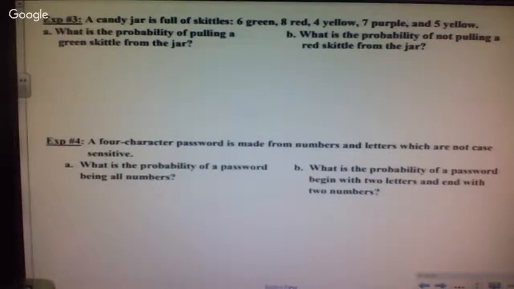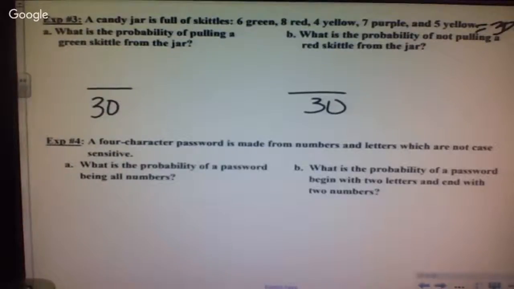A candy jar is filled up with Skittles. We've got 6 green, 8 red, 4 yellow, 7 purple, and 5 yellow. We got more yellow? Well, dang. They really threw one for a loop here. Okay, so before I can do anything, I need to know how many Skittles are in my jar. So I need to get a grand total on my Skittles. 30. 30? Yeah. So that means both of these will be at a 30. You need to get that total number first.